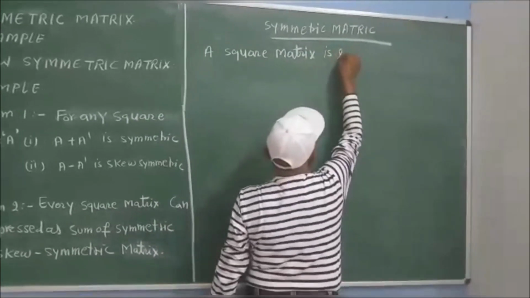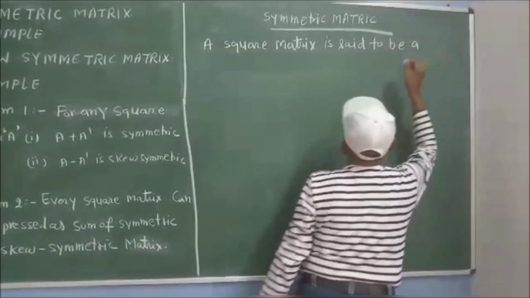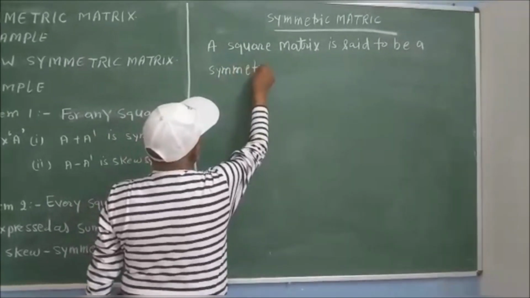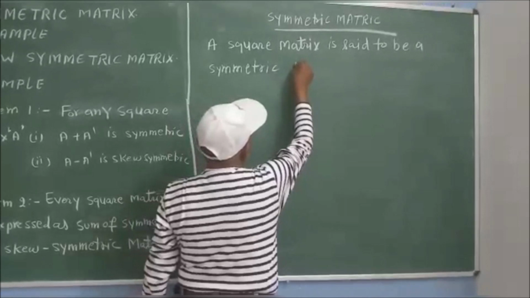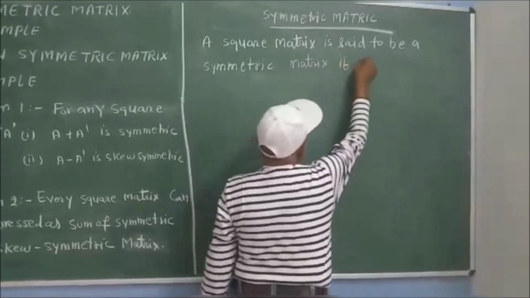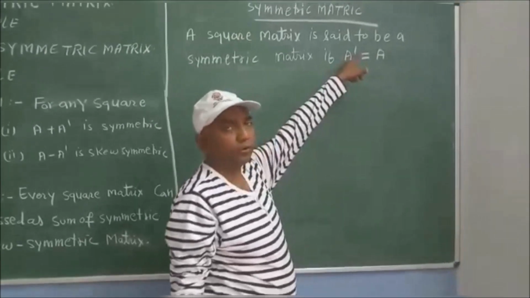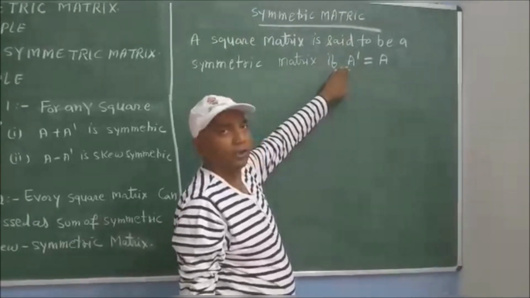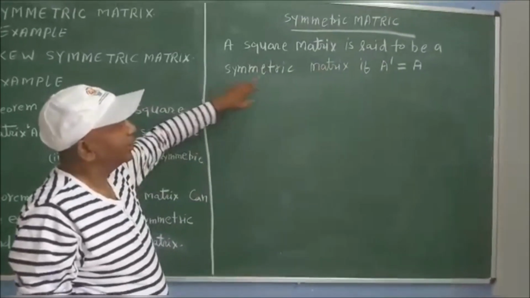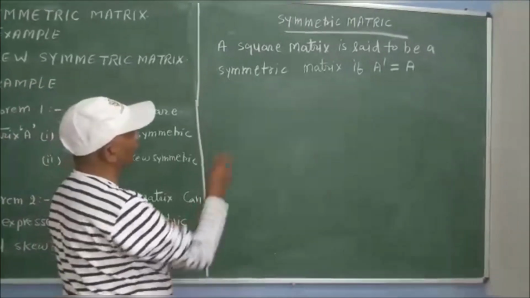A square matrix is said to be a symmetric matrix if A transpose is equal to A. This notation A transpose, I have also told you about in our previous classes. So a square matrix is said to be a symmetric matrix if A transpose is equal to A. So see the example of how you can prepare.